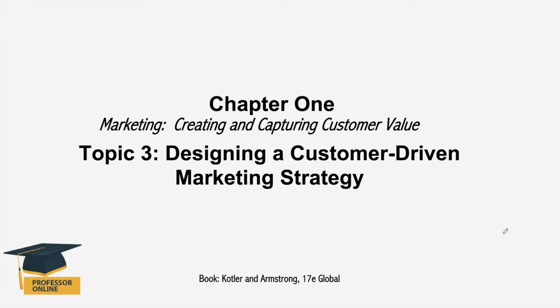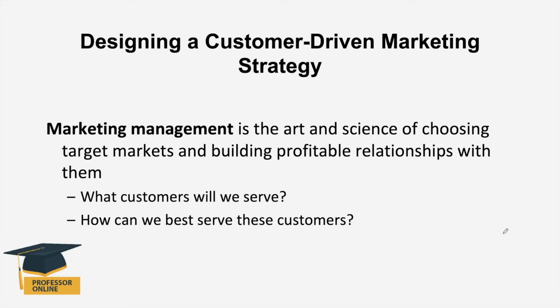Topic 3 of Chapter 1 is designing a customer-driven marketing strategy. Now, this is the third step of principles of marketing. So, before going into detail in a different chapter, let's have an overlook of what exactly this means. This process of marketing strategy is handled by a process or a term called marketing management. So, you're doing marketing, but you need to manage your whole marketing process.